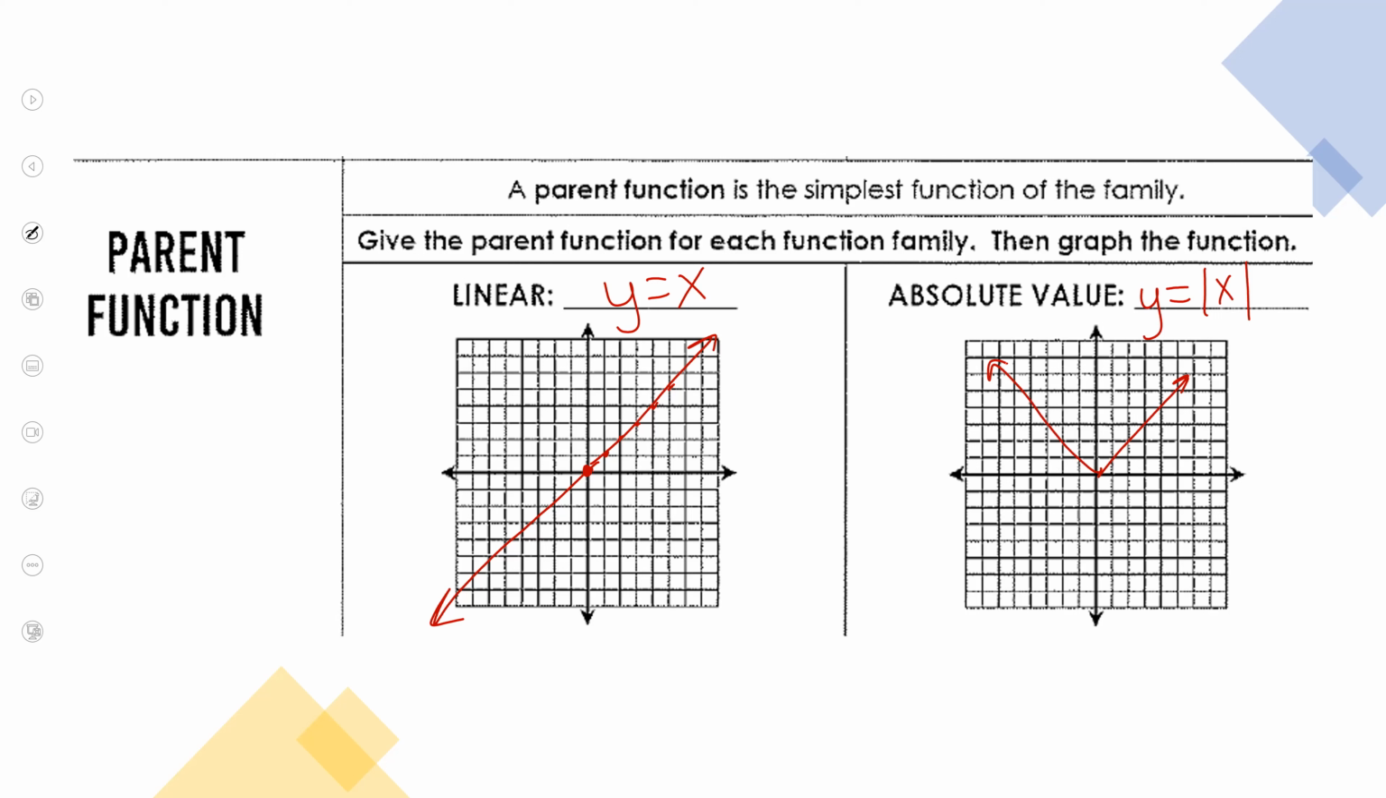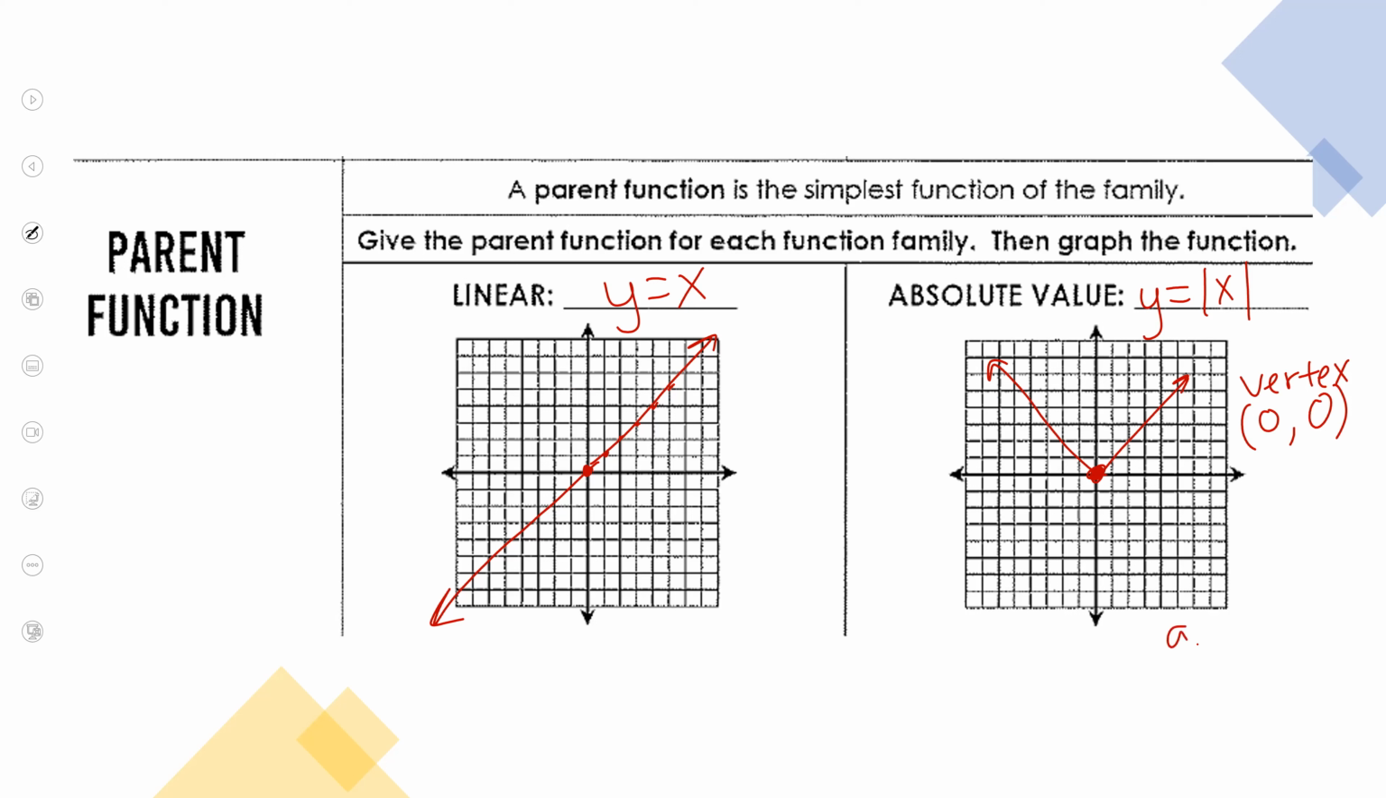So let's talk about the absolute value graph. This point down here is called your vertex. Everyone write vertex. Where's my vertex for this one? Yep, the vertex is at 0, 0.